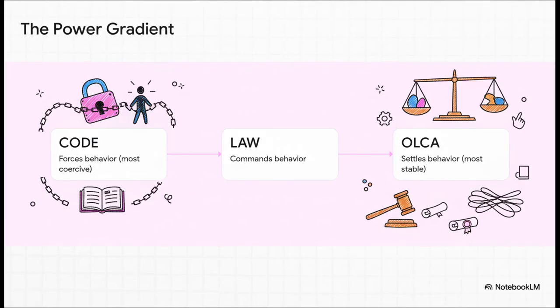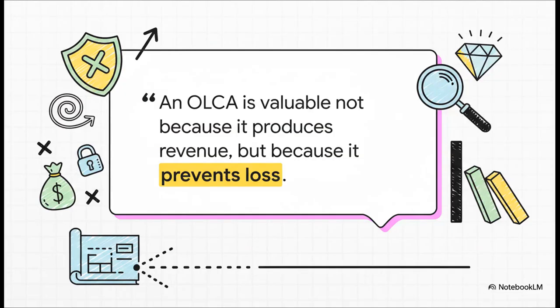You can almost think of it as a power gradient. On one end, you have code. It's the most coercive. It literally forces a certain behavior. You can't do anything else. In the middle, you have law, which commands behavior. You can break it, but there are consequences. But way over on the other end, you have the OLCA. It doesn't force or command. It simply settles the behavior. It defines the space so clearly that the right action becomes the only logical one. And it turns out, this least coercive form of power is often the most stable and, in the long run, the most powerful.